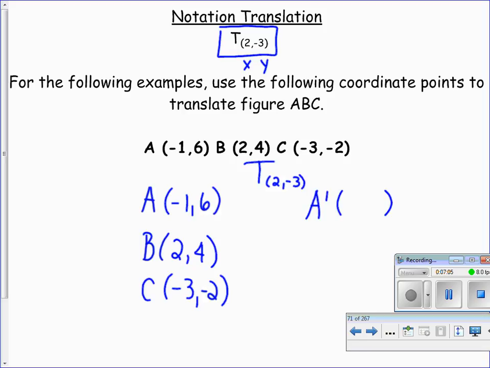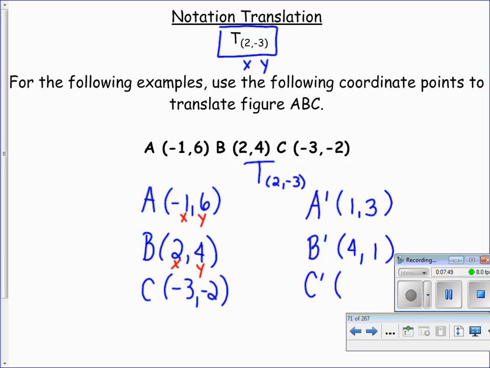So let's take a look at my A prime. Here is my x value. Negative 1 plus 2 gives me a positive 1. Let's take a look at the y value. 6 minus 3 gives me a positive 3. So A prime is going to be at (1, 3). Now let's take a look at the B prime. We're going to do it the same exact way. Take a look at your x coordinate. 2 plus 2 gives me 4. And then my y coordinate, 4 minus 3 gives me a positive 1. So my B prime is going to be at (4, 1).